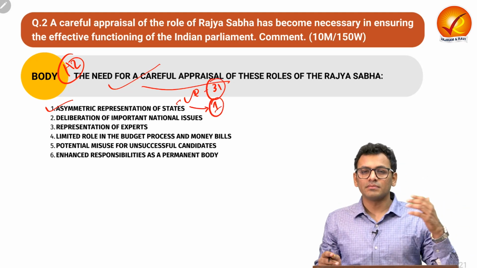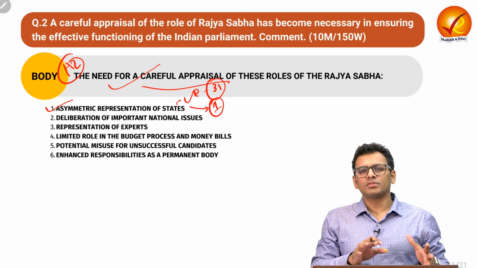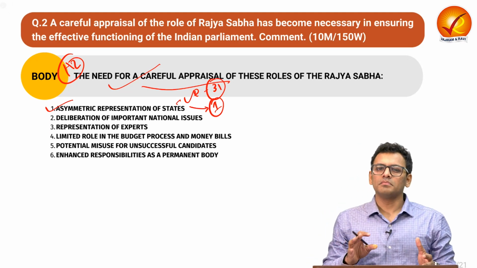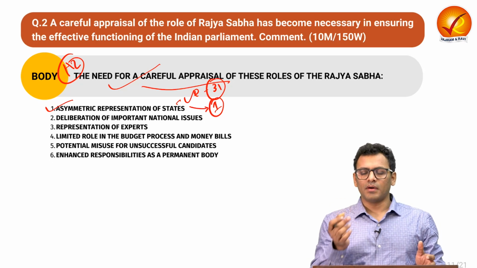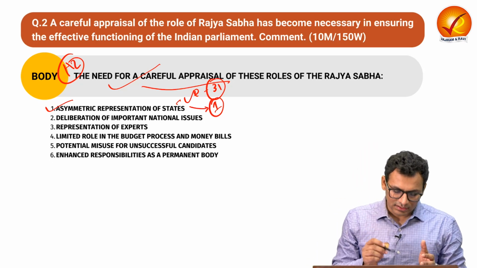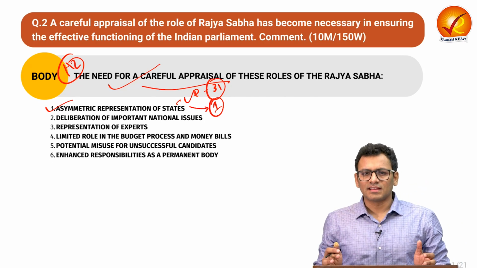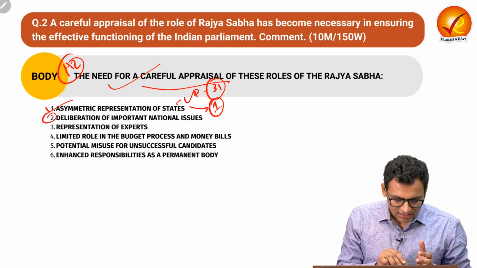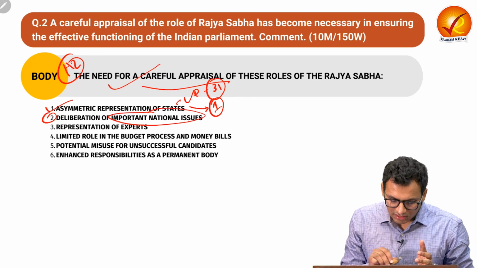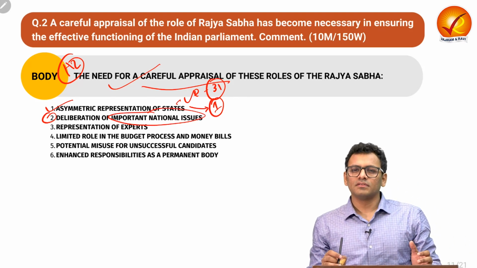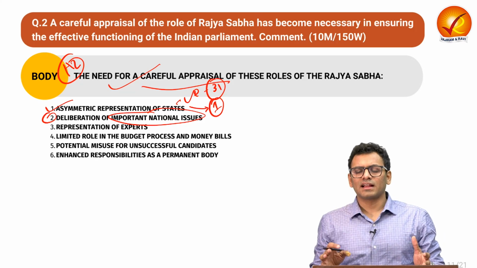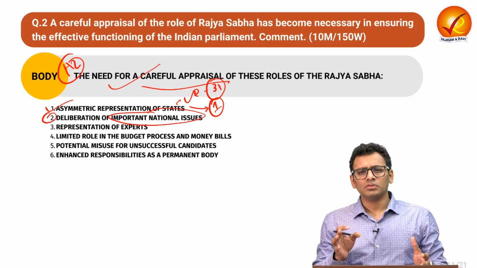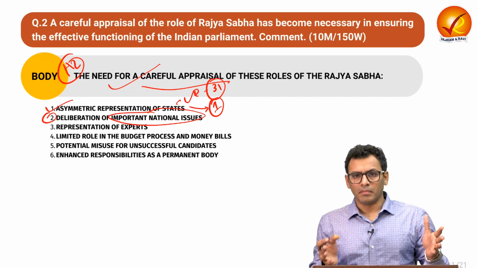This kind of asymmetric representation also represents a certain kind of asymmetrical power distribution, as well as the representation of the people in the parliament. So that can be understood as a kind of challenge. Second, we have seen deliberation of important national issues. Now over here we have seen how there are certain issues which are not exactly presented in Rajya Sabha due to lack of participation of the members.